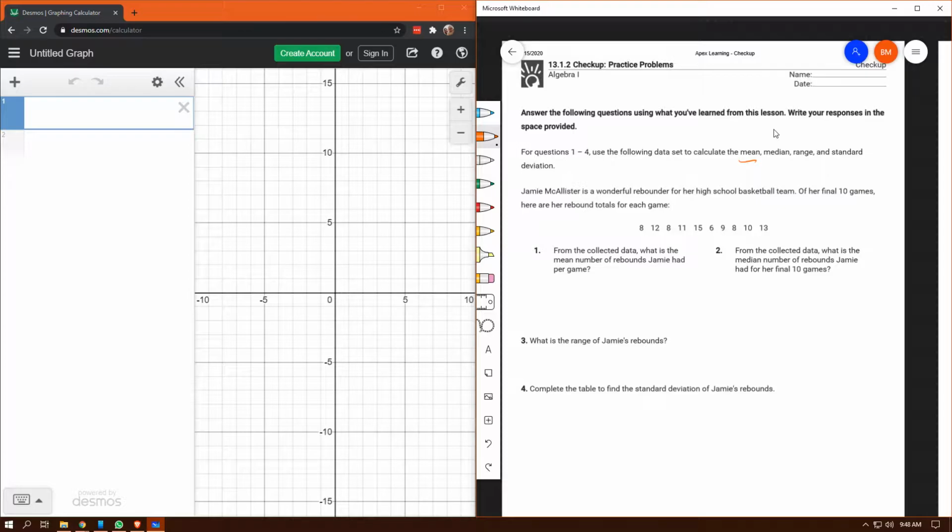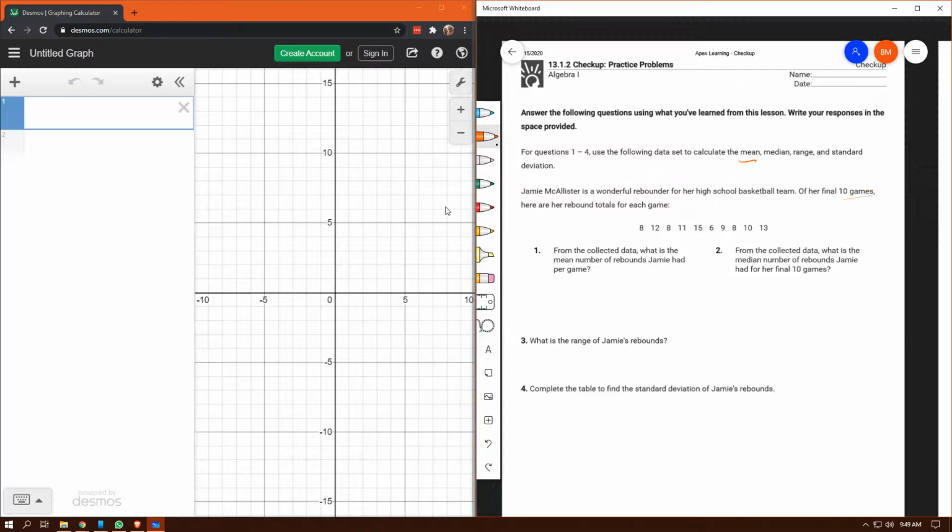So Jamie McAllister is a wonderful rebounder for our high school basketball team, probably the Pickerington High School Central Tigers or the Pickerington High School North Panthers, I'm sure. Of her final 10 games, here are her rebound totals for each game. So they give us a list of numbers. From the collected data, what is the mean of the rebounds? So basically I need to do 8 plus 12 plus 8 plus 11 plus 15 plus 6 plus 9 plus 8 plus 10 plus 13. And then add all those numbers up and divide by 1, 2, 3, 4, 5, 6, 7, 8, 9, and 10, right?